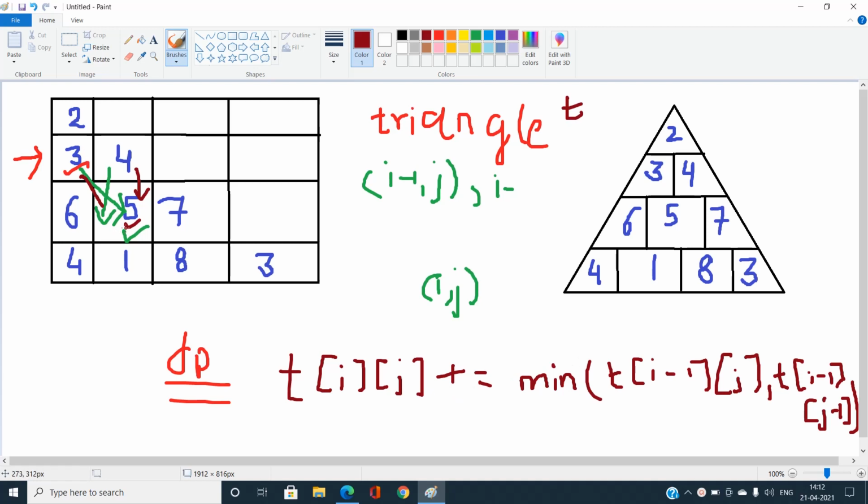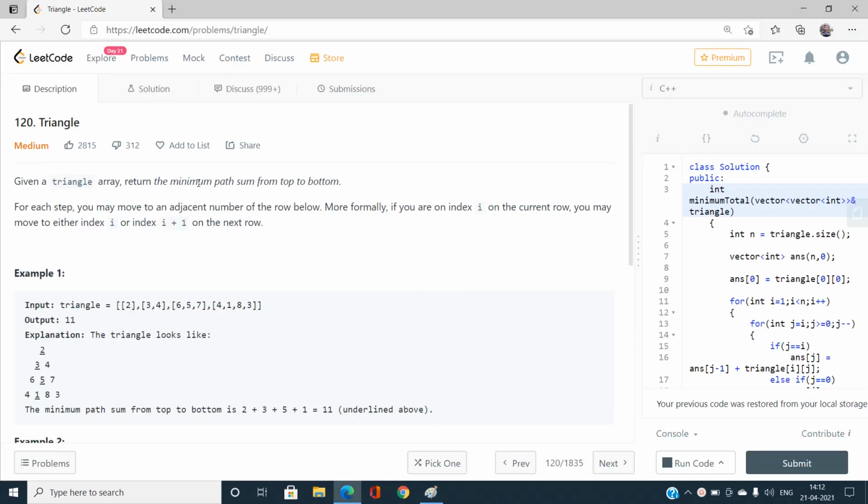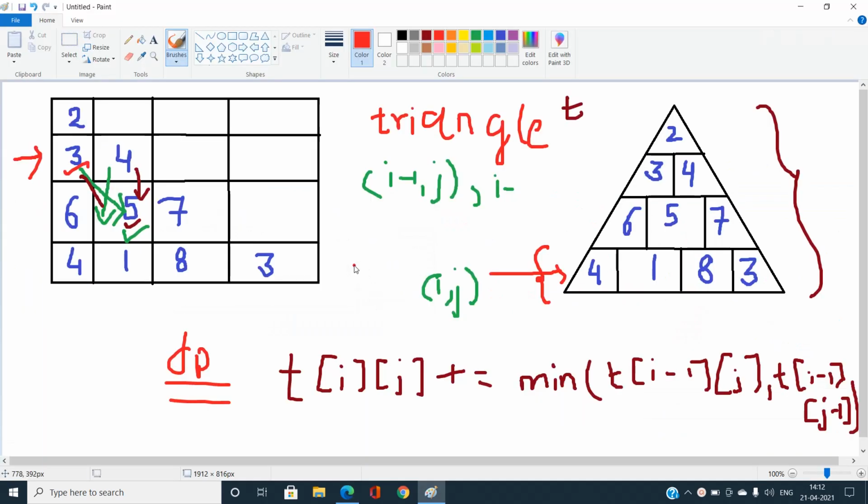So if this is done for all the cells of this triangle, what should be our answer? Our answer should be the minimum of all the costs of reaching the cells of the last row, because the question asks for the minimum path sum from top to bottom. It has not been specified at which cell we end at the bottom of this triangle. We can end at any cell, either the cell with value 4, or 1, or 8, or 3, but we don't know which will give us the minimum cost.